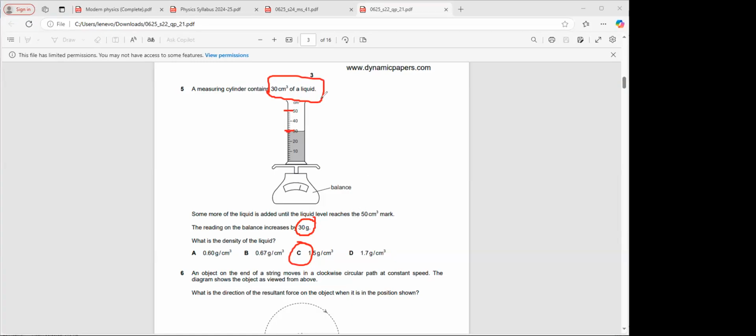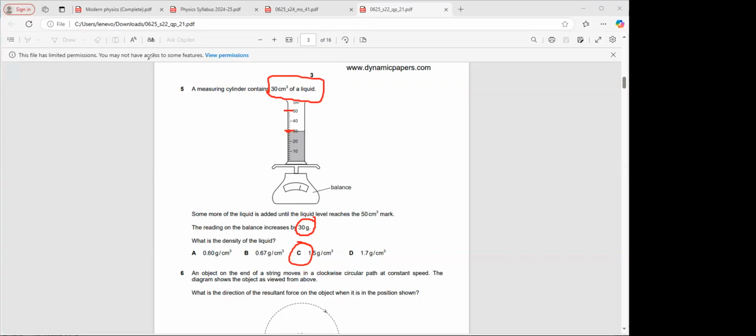So mass is given. The volume is also mentioned. Mass has been increasing by 30. So how have you calculated 1.5? For the volume, I did 50 minus 30. I got 20. And then for the mass, it's 30 grams. So I did mass over volume, which is 30 over 20. And then I got 1.5.